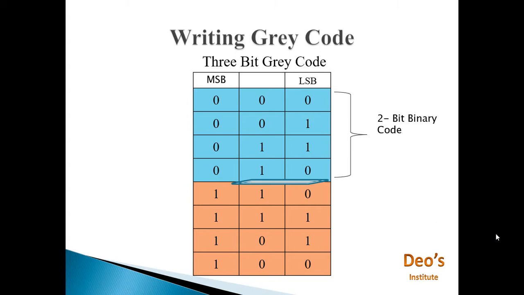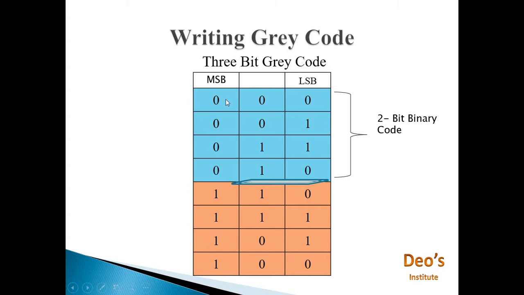So to write gray code of 2 bit, we require gray code of 1 bit. To write gray code for 3 bit, we require gray code of 2 bit. Likewise, you can write gray code for any number of bits. Or we can use this truth table, that is, binary to gray conversion.